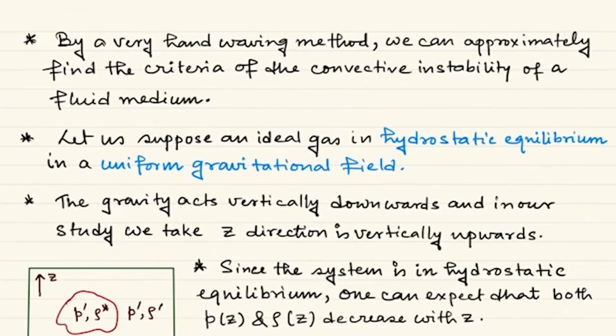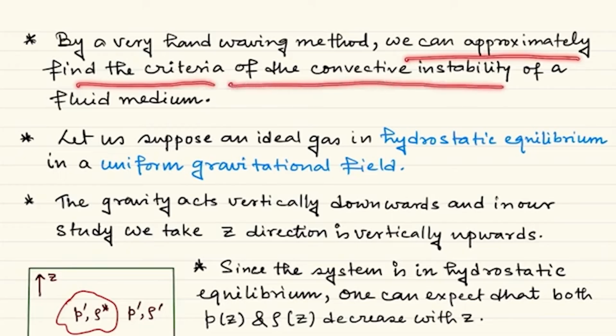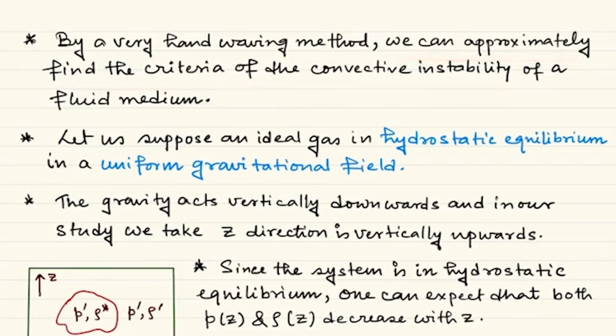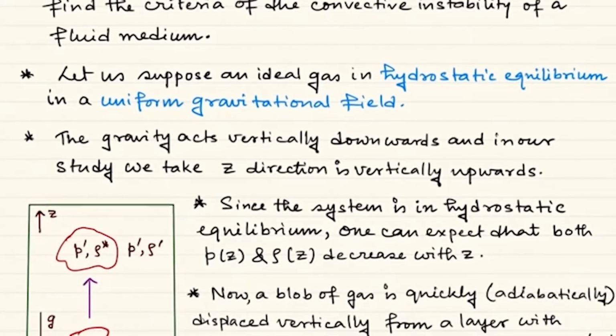So what we will do, basically we will show by a very hand waving method that we can approximately find the criteria of the convective instability of a fluid medium, which was initially at rest, of course. Okay. So now let us suppose an ideal gas in hydrostatic equilibrium. So it is totally at rest, so trivially steady. Okay, in a uniform gravitational field.